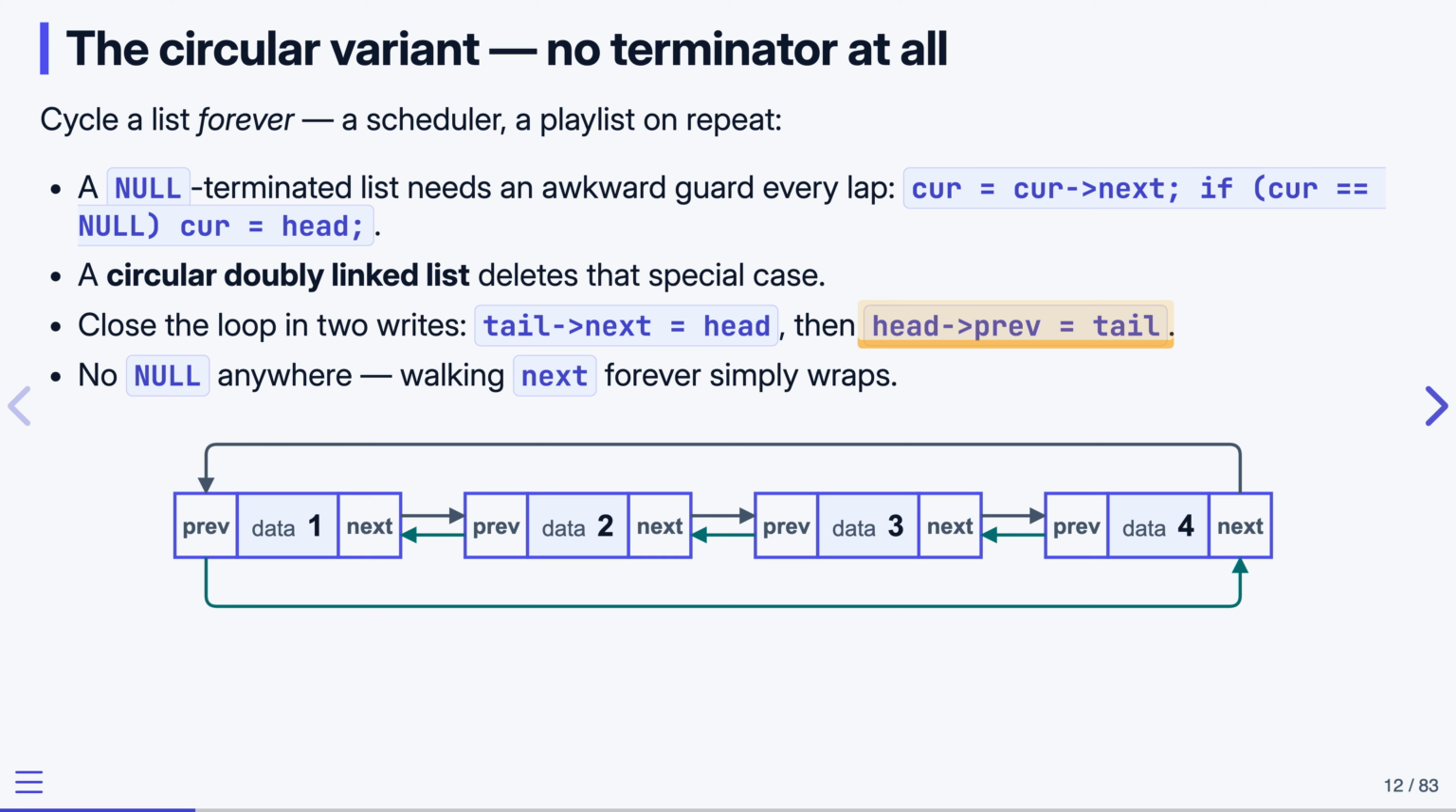Second write. The first node's prev now points back to the last node. So head->prev becomes tail. Now there is no null anywhere. Walking next forever simply wraps back to the start.